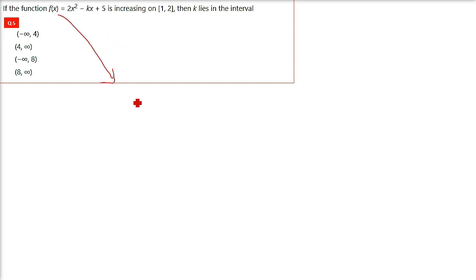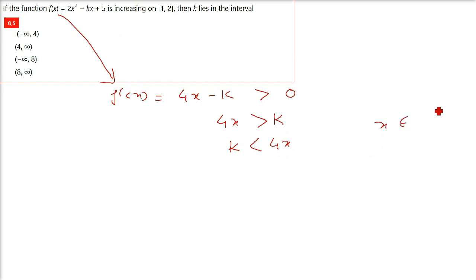Okay, so clearly it is being shown that it is increasing. So what we'll do, we know already that we will just take the differentiation f'(x). This is going to be 4x - k. It is greater than 0 because it is increasing. That means 4x should be greater than k, or you can say k is less than 4x. Alright. Now x is between 1 and 2. It is given in the question already that x should be between 1 and 2.